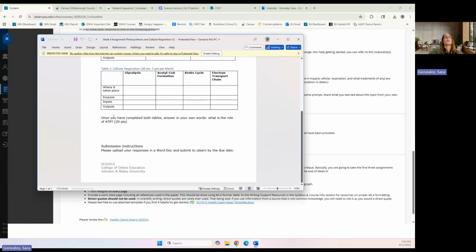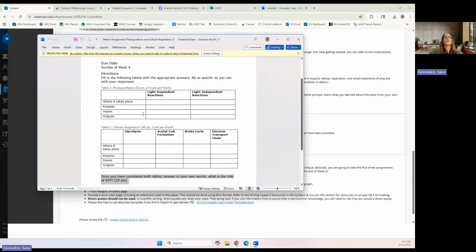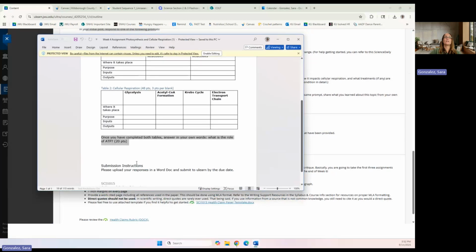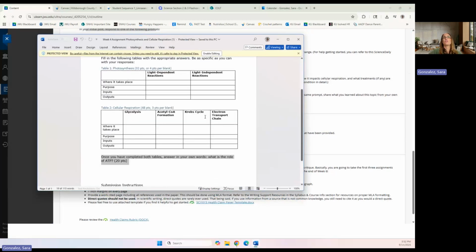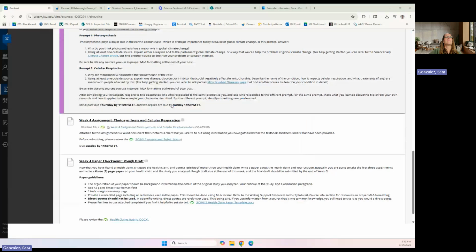Don't forget, there's also an additional question. A lot of people do this one, and they just concentrate on the tables. Make sure you complete this one, which is what is the role of ATP? It's worth 20 points, so make sure you have a lot of details. So don't just say, hey, makes energy. That's not worth 20 points. So make sure you include this. Okay, so the 2 charts and the question here for your assignment.